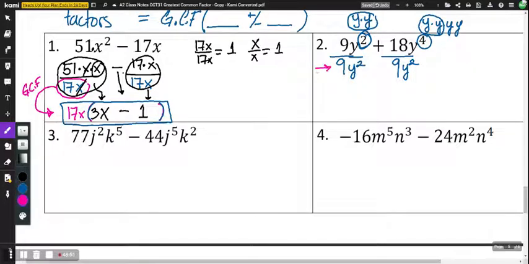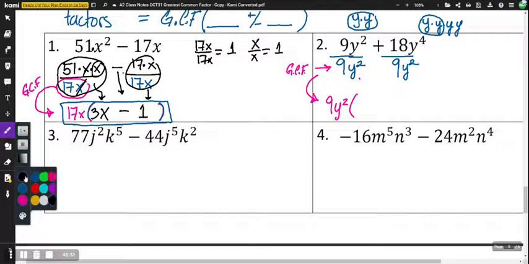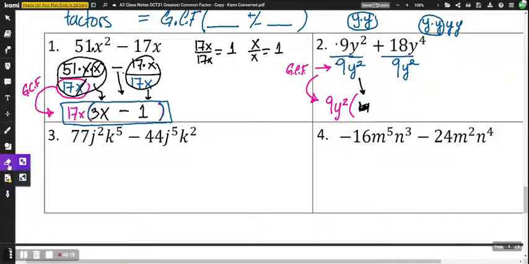Remember, this number that we're dividing by, that's my greatest common factor, or the GCF. I need to write that down here. And what goes first is I'm going to do this division. So 9 divided by 9 is 1. Y squared divided by y squared is 1. So 1 times 1 is just 1. The other way to look at it is 9y squared divided by itself is always going to equal 1.